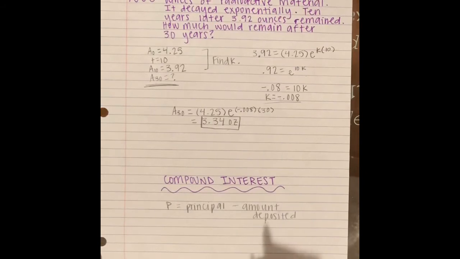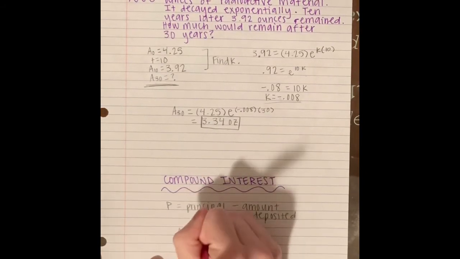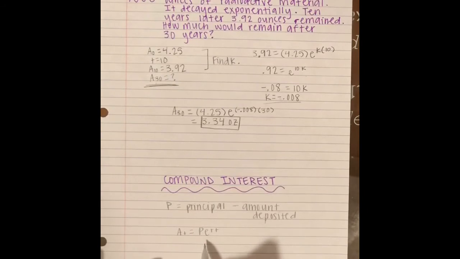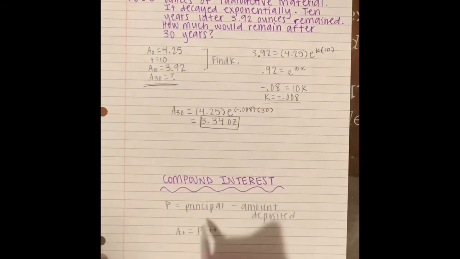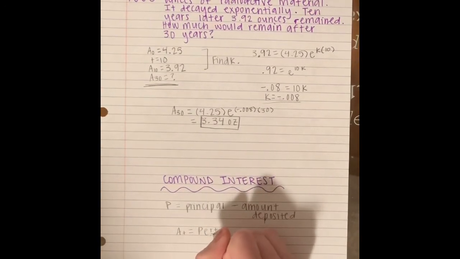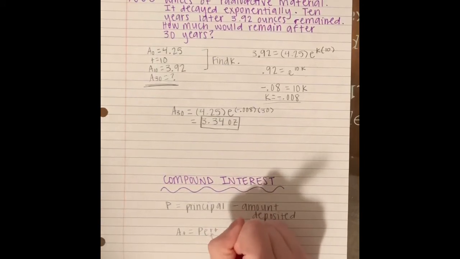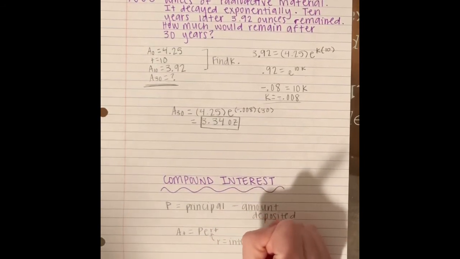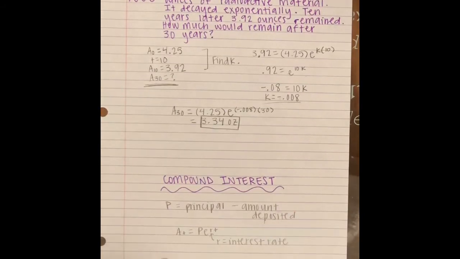And then the formula is going to be basically the same. We call these PERT equations a lot, P-E-R-T, because that's the equation. So A sub T, which is the amount after time has passed, equals P, principal, times e to the R, and in this case, R is going to be your interest rate. And then T is still your time. So these problems are very similar, it's just using money instead of things like bacteria.